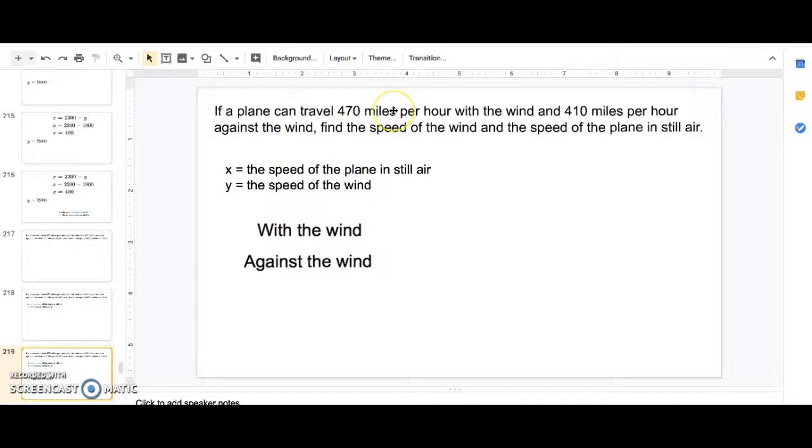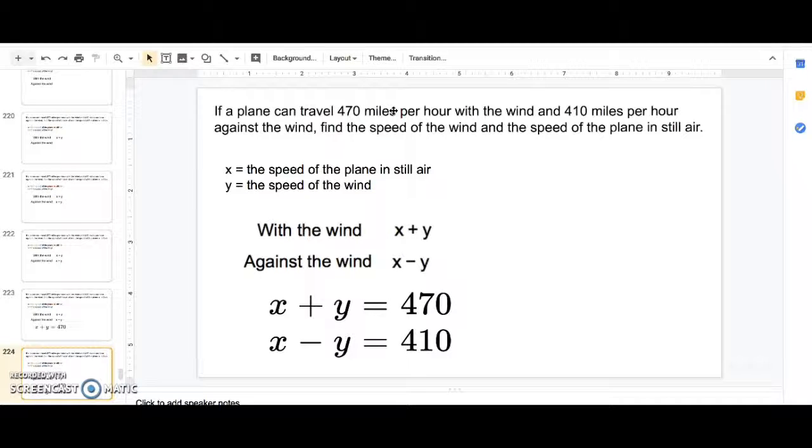We're told that going with the wind, you will be adding x and y. You add the speeds together when you're going with it. You would subtract them when you're going against it. Okay, so that means x plus y would equal 470 going with the wind, and x minus y equals 410 going against the wind.